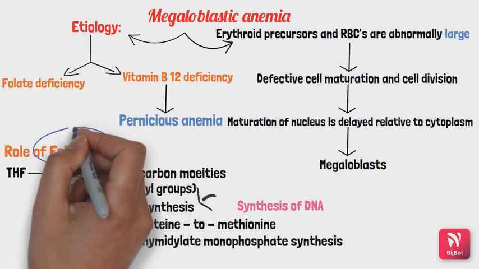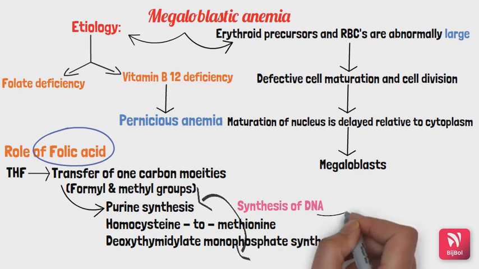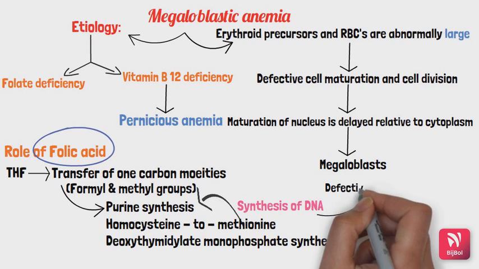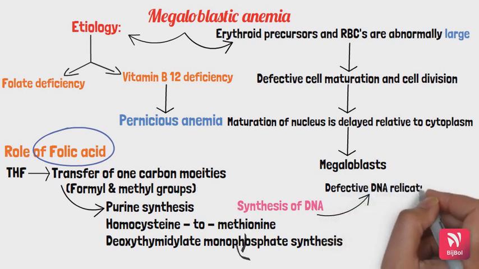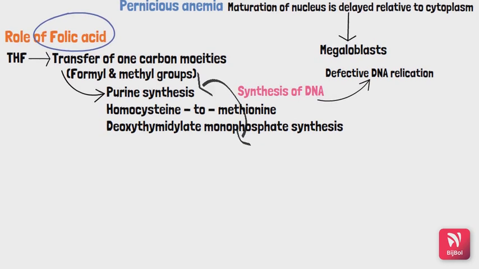But if this folic acid is deficient, the synthesis of DNA will become defective. So there will be defective DNA replication, resulting in formation of megaloblasts. So this is one role of folic acid and what happens if there is a deficiency of folic acid. Now let's move into vitamin B12's role.